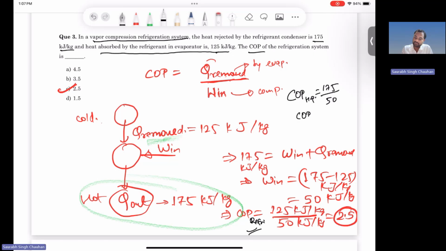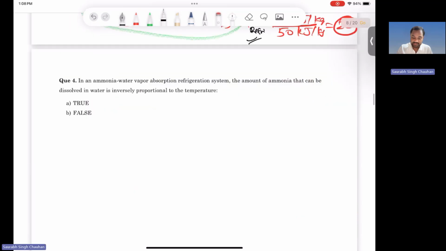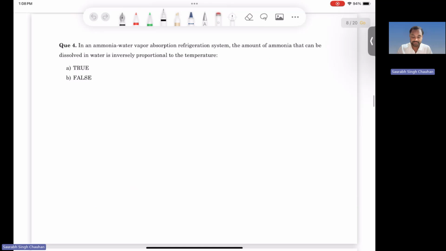So COP of a heat pump is 1 plus COP of a refrigerator. Okay. But anyway, here it is a refrigerator, so the COP should be 2.5. Okay. I hope it is clear, and we can move to the next question.